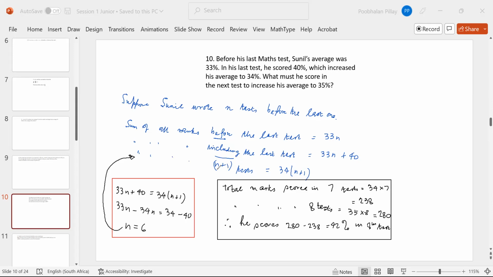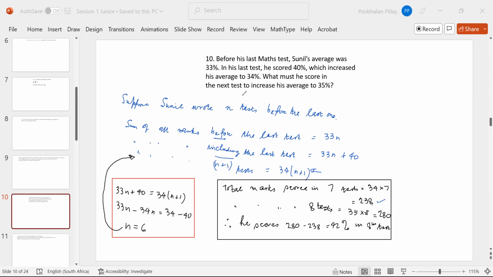So if you put that 6 into this line here, it says that the sum of all the marks up to the 7th test, right? His 7th test, he scored 40%. The sum of all the marks up to the 7th test is 34 into n plus 1, which is 34 times 7. And that gives you 238. So now we know how many marks he scored in all the 7 tests before he wrote the next one.